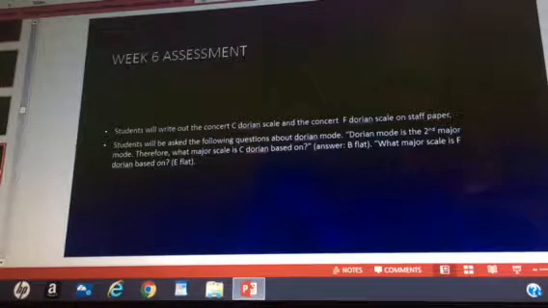They'll be provided with a list of whole steps and half steps, as well as which major scale the Dorian scale is based off of. Actually, they won't be provided with that because that's what they're being assessed on. Dorian mode is the second major mode. So what I'm challenging them to do is list which major scale the Dorian mode is based off of.